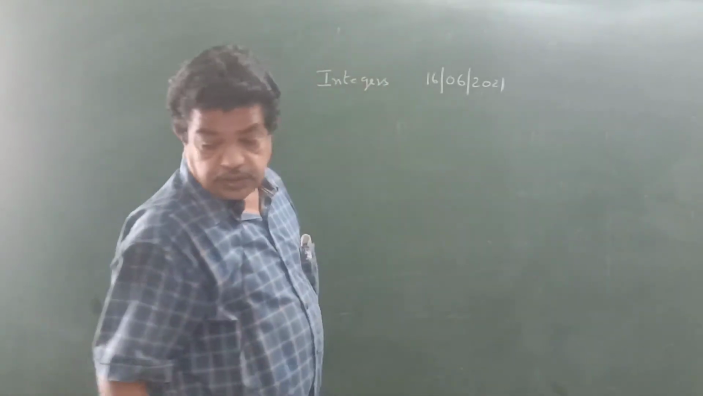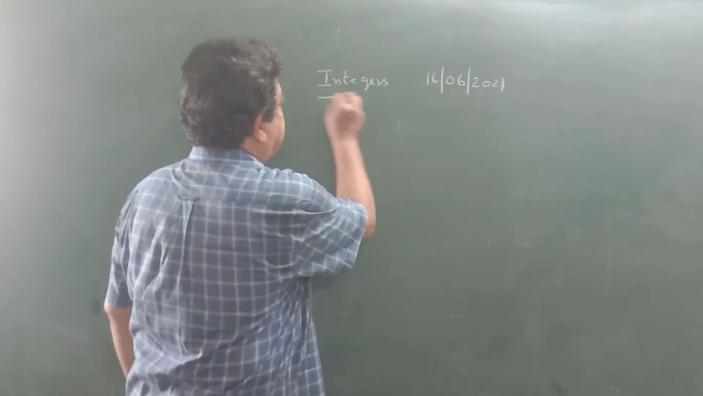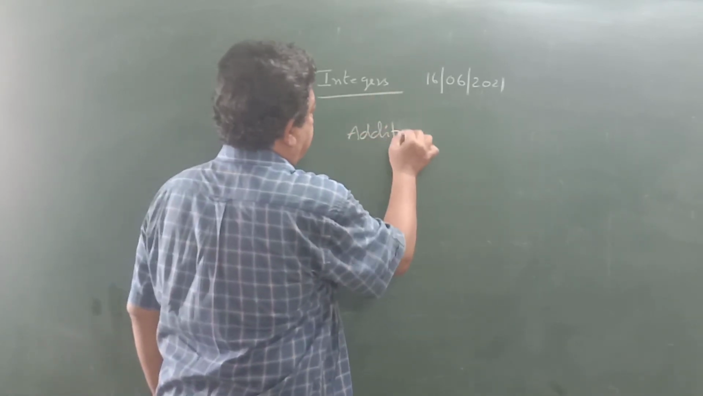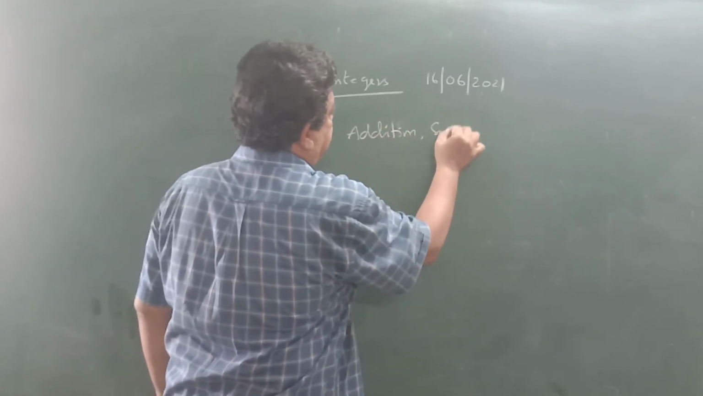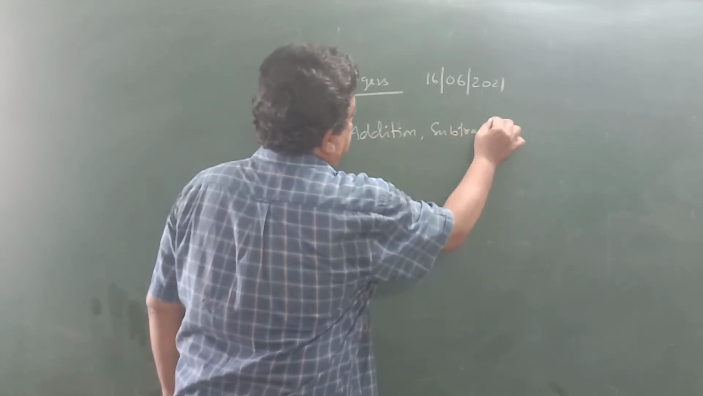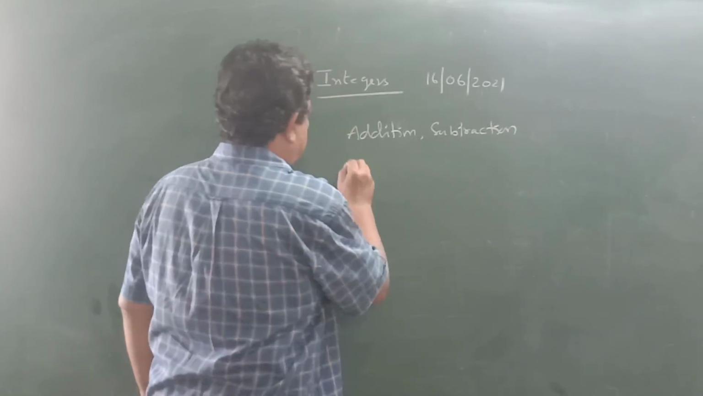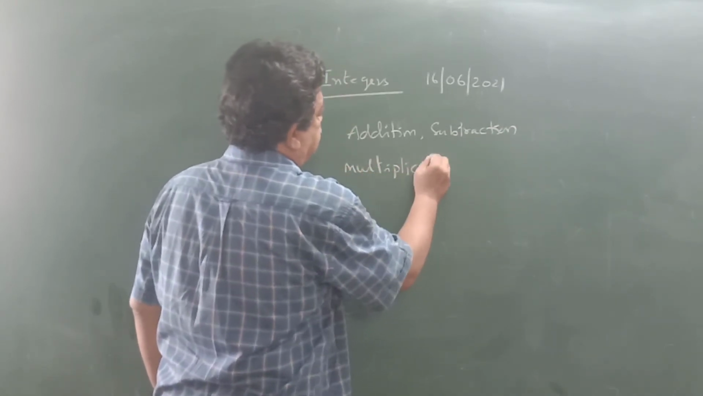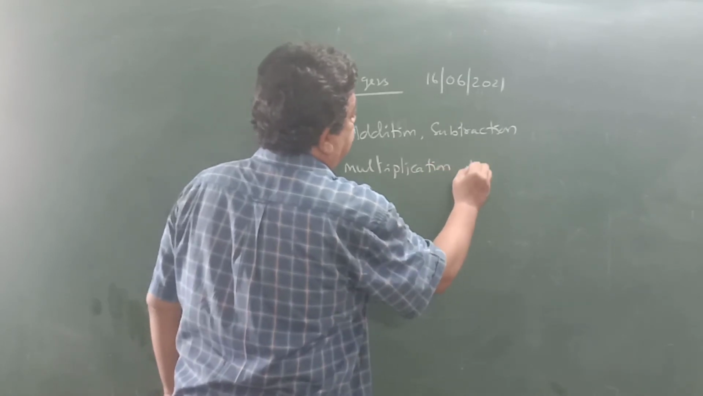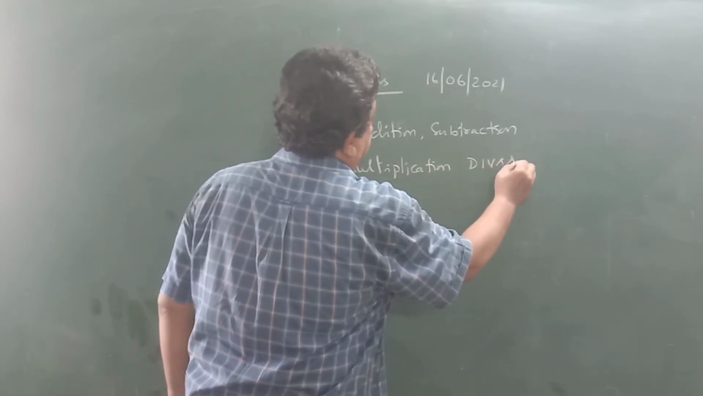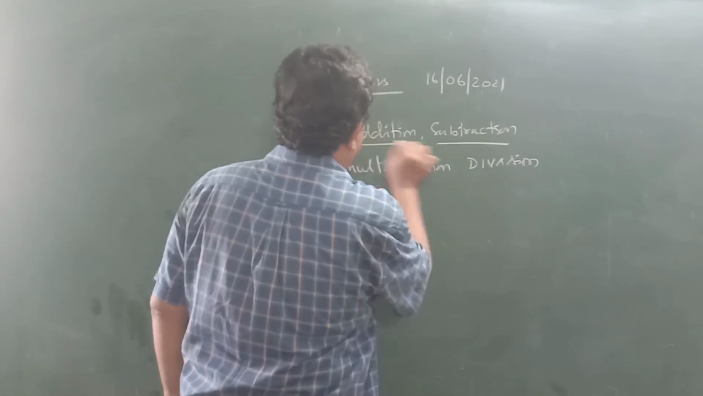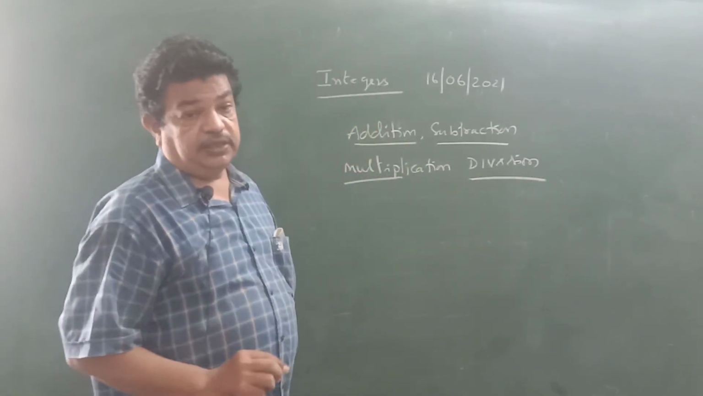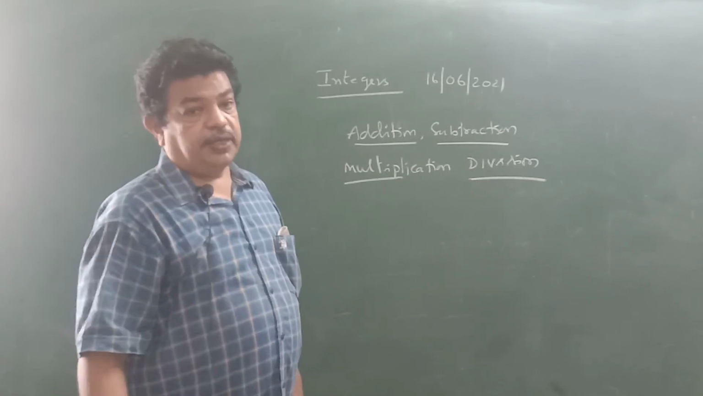So, what we learned today? We learned about integers, their properties with respect to addition, with respect to subtraction, with respect to multiplication, with respect to division. Addition, subtraction, multiplication, division are called fundamental operations. What are they called? Fundamental operations.